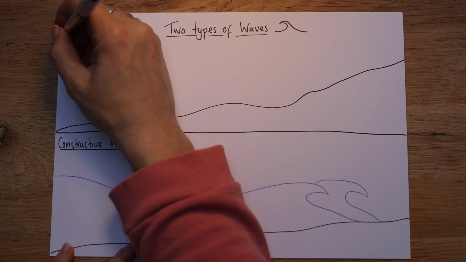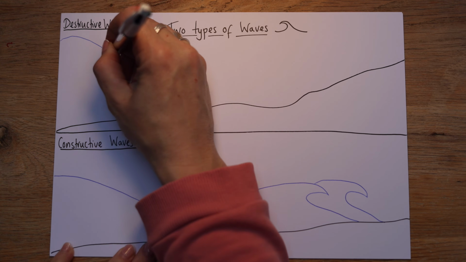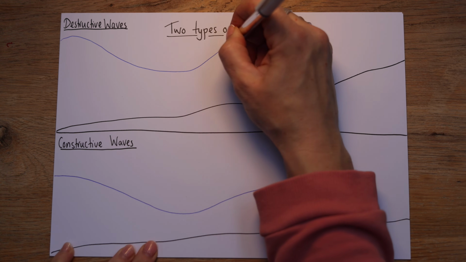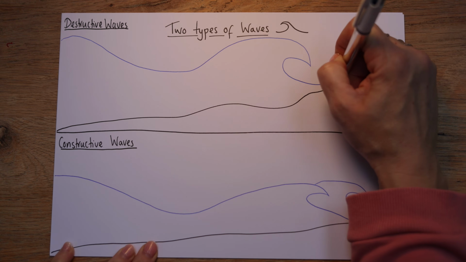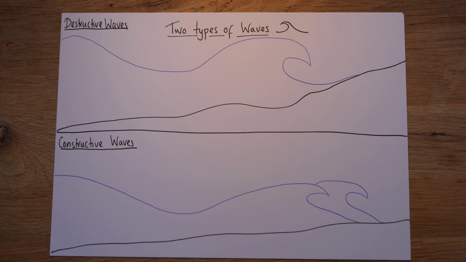Whereas our destructive waves, these are powered by storms, and they are much, much bigger waves, much taller, much bigger wave height. Okay, so I'm just going to put one in there, a really big wave. And then what we'll do is we'll annotate them.